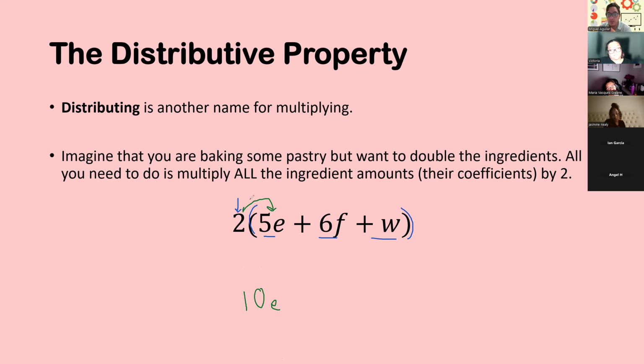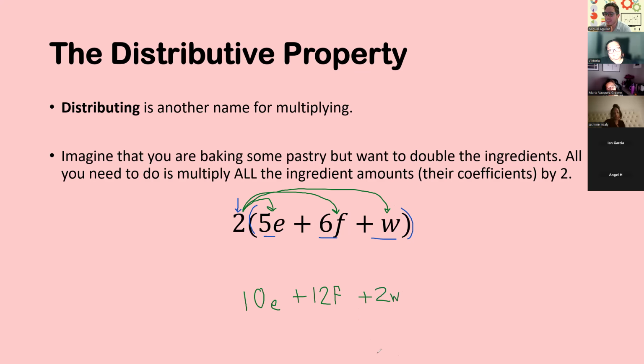So now we're going to double the 6 cups of flour. How many cups of flour should I have now? 12F. 12F. And we're just going to bring down that plus sign. And then finally, we're going to double that 1 cup of water in this most disgusting pastry. And how many cups of water do we have now? 2W. 2 cups of water or 2W.